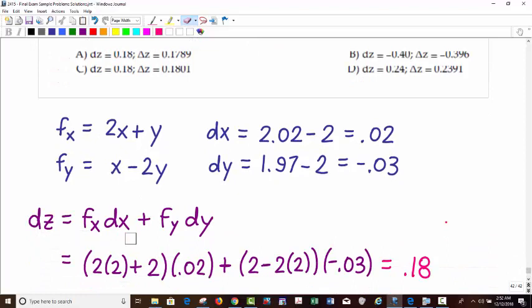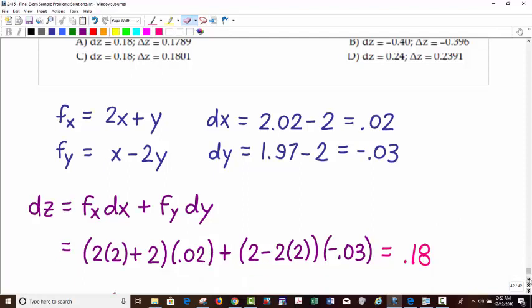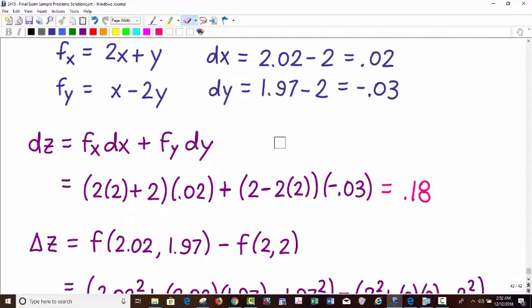So there's the differential equation again. The total differential is fx dx plus fy dy. So fx put in, it's 2 times 2 plus 2. I guess just coincidence, both problems in a row, that the x and y had the same numerical value. Obviously, you don't want to make that an assumption. Then times the dx, which is 0.02, plus 2 minus 2 times 2, times dy, which is negative 0.03. I got 0.18 for that.